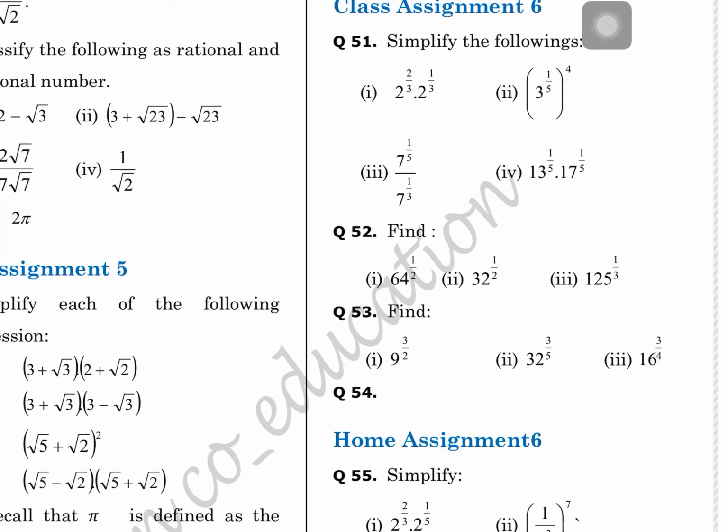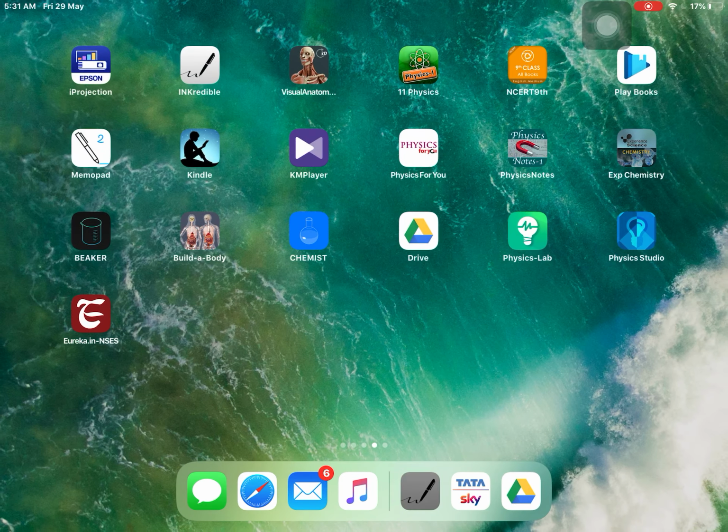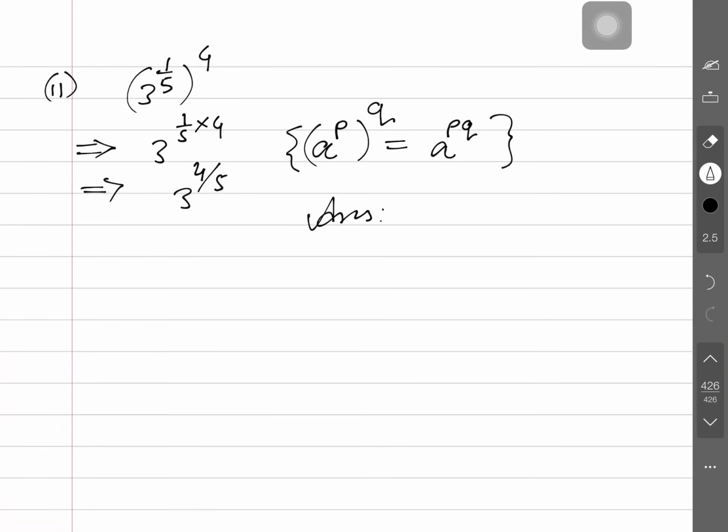Question number 52 is also there: 64 to the power 1 by 2. Find means what? Simply you have to solve this. I am telling you, 64 to the power 1 by 2. Sometimes this question comes as a simplification. 64 whole to the power 2. What is the meaning of simplification?